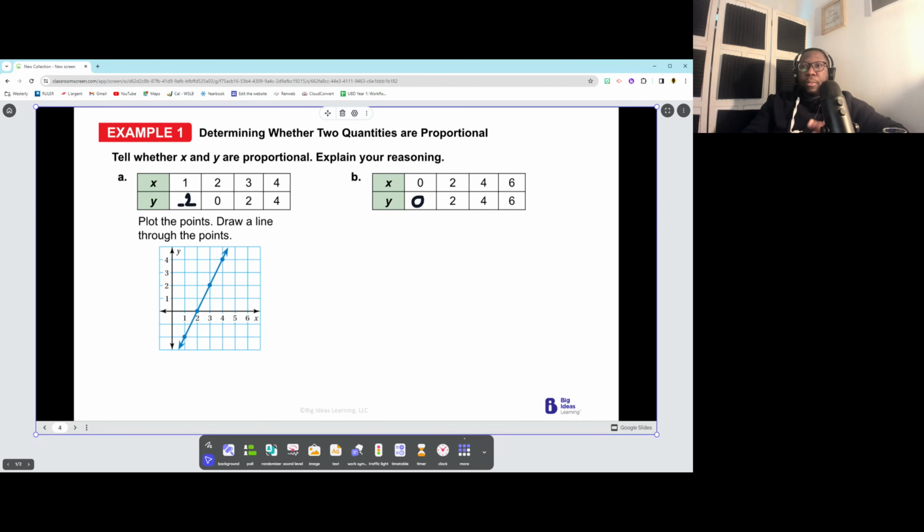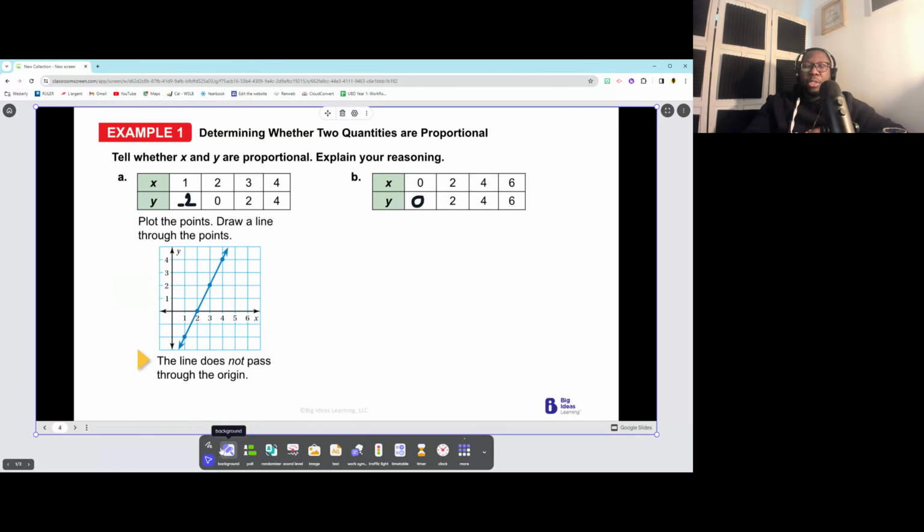And then number two, we want to see whether or not that line, those points, go through the origin. If they go through the origin, then yes, you have a proportional relationship between your x and y values. However, when we look at letter A, does that go through the origin? The answer is no, it doesn't.